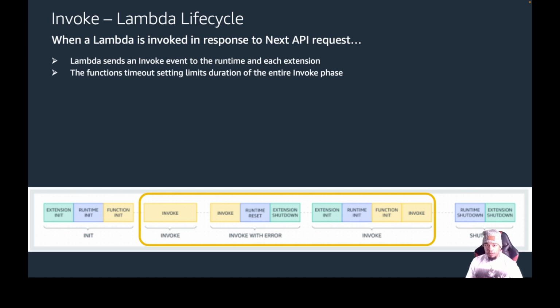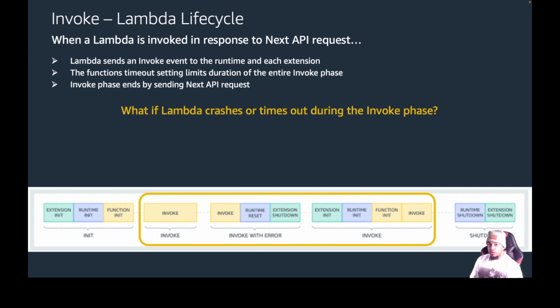Now the function timeout setting limits the duration of the entire invoke phase. So all of my extensions have to respond in time with the function timeout. There is no separation between the three. So it is very important to monitor the performance of your extensions. Now the invoke phase ends by sending a next API request, and then it will be ready for another invocation.